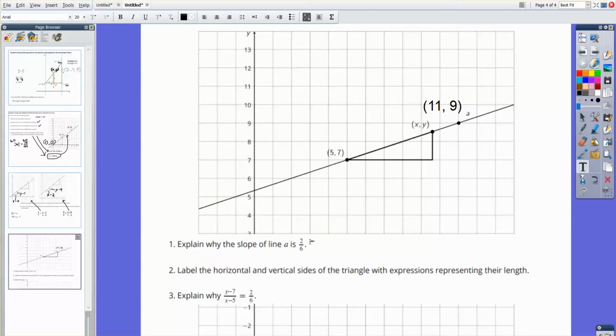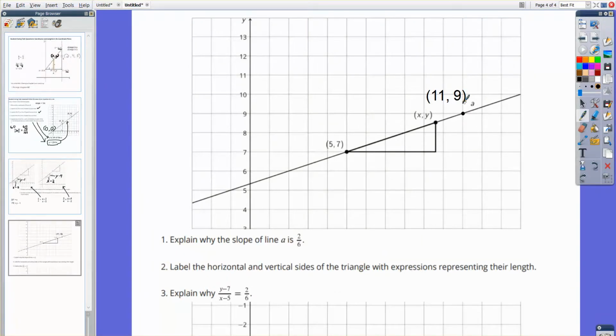So if the slope is 2 over 6, that means the slope is 1/3, right? So we can see that the explanation here is justified by having the slope be 2 over 6. So if I go right 6, up 2. Now, horizontal and vertical sides of the triangle with the expression that represents their length. So once again, for the horizontal side length, x minus 5. Sorry, that was the horizontal side length, not the vertical side length, my fault. And then the y-coordinate would be y minus 7. So once again, y minus 7 over x minus 5 equals 2 over 6 because that's the slope of the line. And then these side lengths, vertical and horizontal, are the same kind of side length quotient.